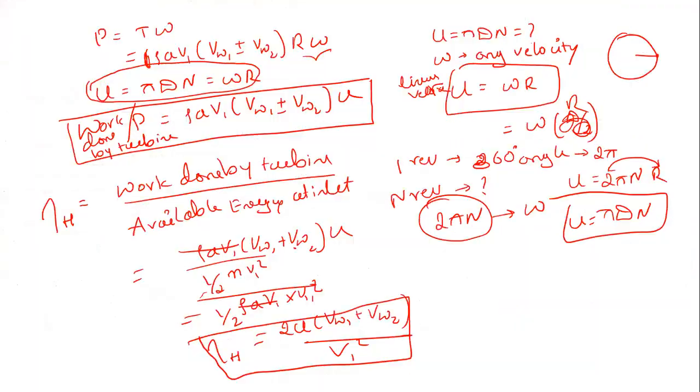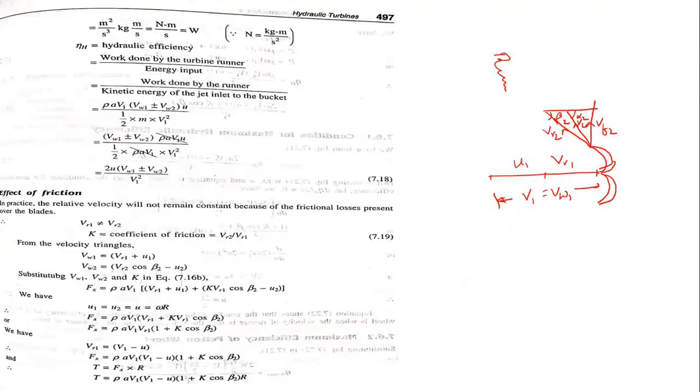In a practical sense, there will be friction when the water jet goes through the blades. If we consider the effect of friction, then we can derive the maximum hydraulic efficiency. We can see here K is equal to VR2 by VR1, and we are saying that K is not equal to 1. If K is not equal to 1, then VR2 is not equal to VR1.